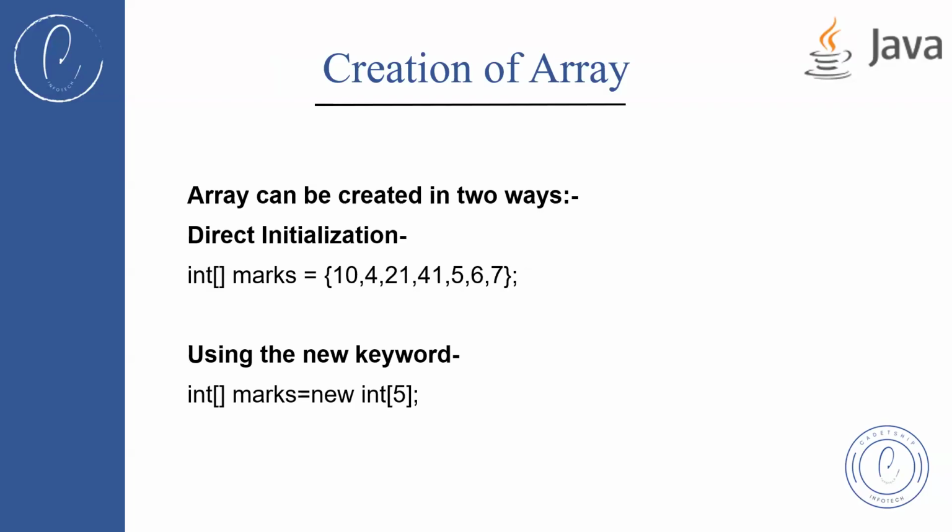We have one more way of creating an array, that is by using the new keyword. Here also we are declaring and initializing in the same line, but what we are initializing here is only the size of the array. We have created an array marks, and then we use the new keyword, and we have defined our int type of array whose size is 5. So these are the two most common ways of creating an array.